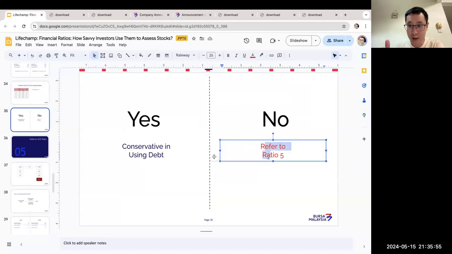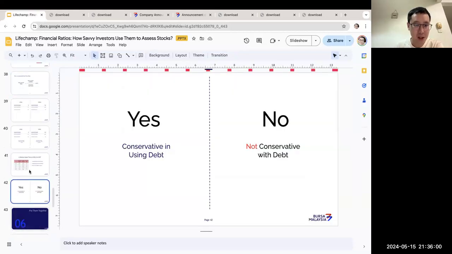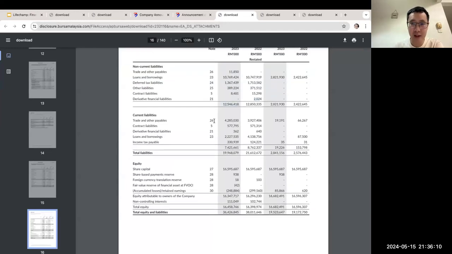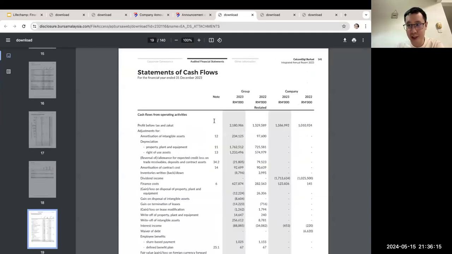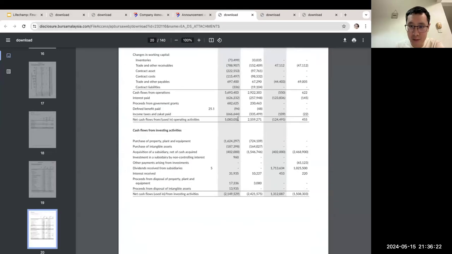Now we have to look at ratio number 5, which is the debt to operating cash flow ratio. What we do now is see whether the company can pay off this debt, and how long it would take. To measure this, let's look at operating cash flow, which is in the statement of cash flow. Here, we scroll down to the last line. Bam. Can you see that the net cash flow from operating activities is about 5 billion?